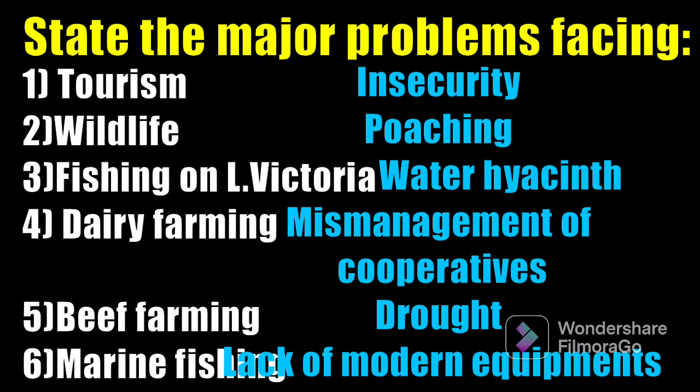Tourism, insecurity, wildlife, poaching, fishing on Lake Victoria, water hyacinth or water weeds, dairy farming, mismanagement of cooperatives, beef farming, drought, marine fishing, lack of capital to purchase modern fishing equipment.